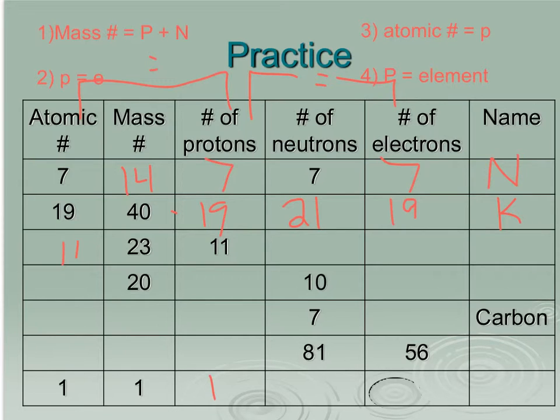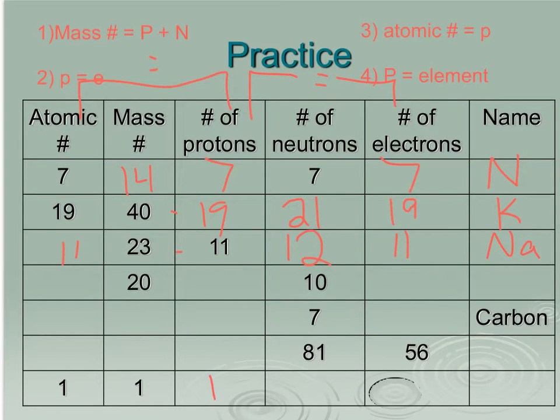Alright, now that you have tried these on your own, let's continue solving for them. So here, again, we have 23 minus 11. That's going to give us our number of neutrons of 12. Protons and electrons are the same, so I'm going to have 11 electrons there. And our element with 11 protons is going to be sodium. So we're going to write Na in there. And then we look at the next one.